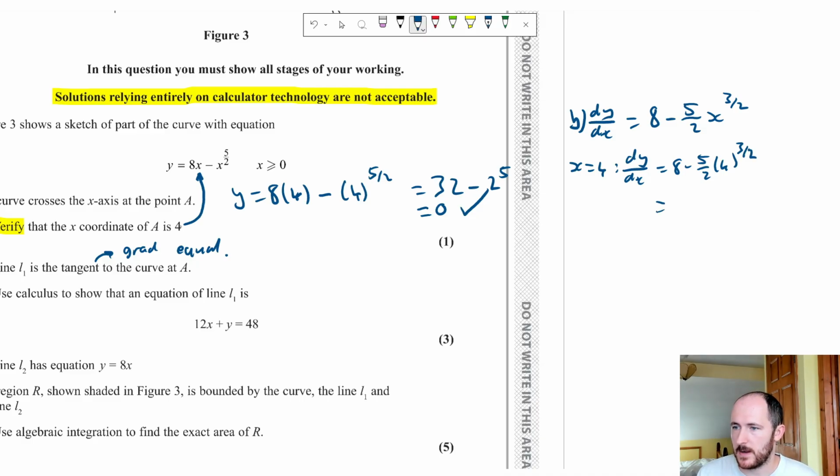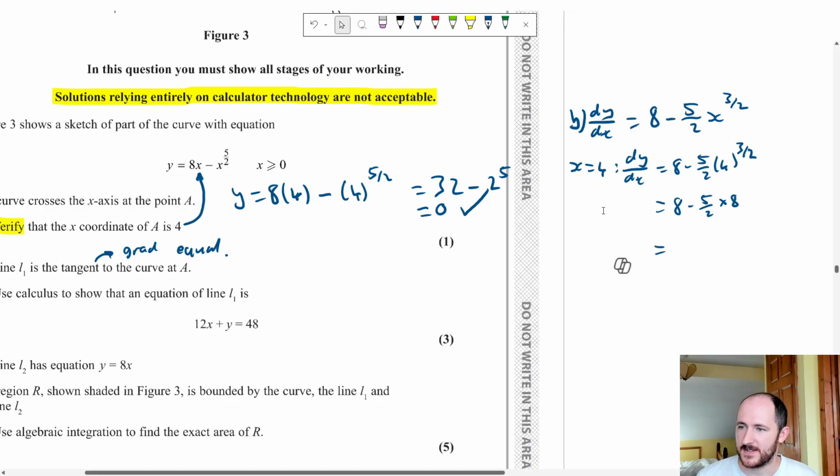So if I square root that, I get 2. 2 cubed is 8. So if I divide that, that'd be 4. 5 times 4 is 20. So it's 8 minus 20, which is minus 12. Which makes sense because we have a 12x here.